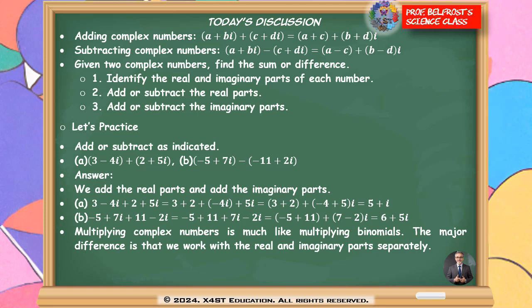How about question B? It's the same, but for the negative you need to use the distributive property. So minus times (-11 plus 2i) yields 11 minus 2i. After that you can do the operation as before. You group the real part with the real part and do the operation, and you group the imaginary with the other imaginary part and do the operation, and it yields 6 plus 5i. How about multiplying them?